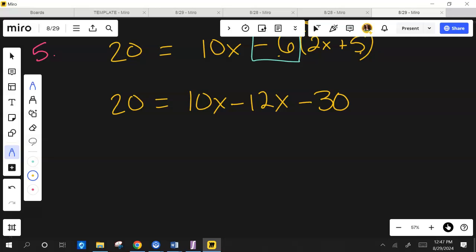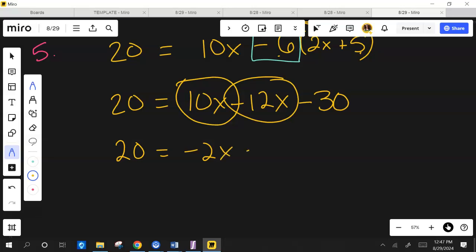All right, step 2. Read me step 2 together. Combine like terms. Trevor, what are my like terms? 10x and 12x. It's not 12x, but it's negative 12x, right? What do you get when you add 10x and negative 12x? Negative 2x. That's exactly right. All right, I got 20 equals negative 2x minus 30.